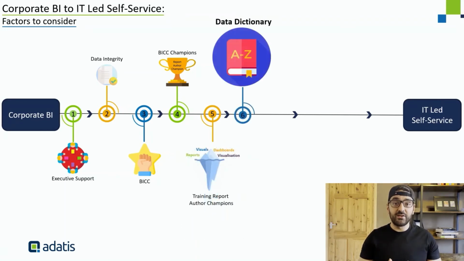The next factor to consider is a data dictionary. Now, in order to move to self-service, we need to ensure everyone is speaking the same language and no ambiguity exists. So whether you are a report consumer or a developer, everyone is using the same definition of the metrics and attributes. And again, this will be done from the data dictionary and ensuring the right people have access to this data dictionary as well.